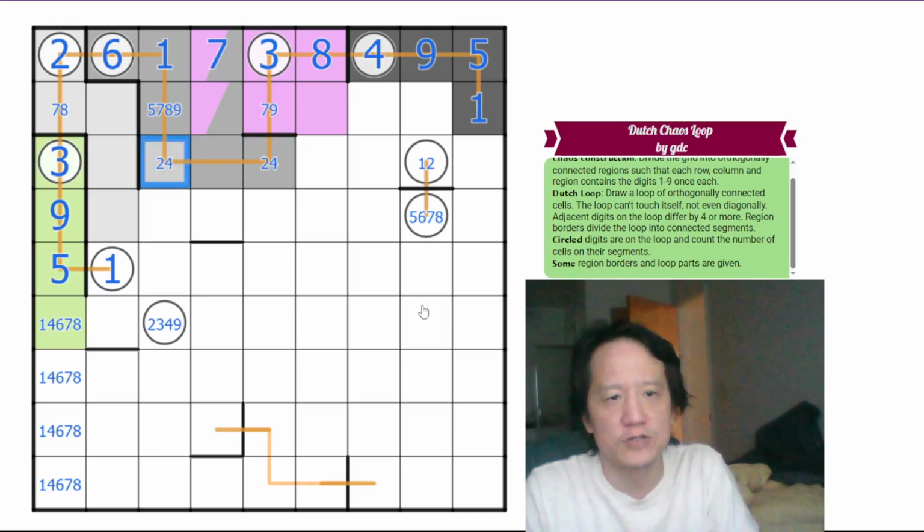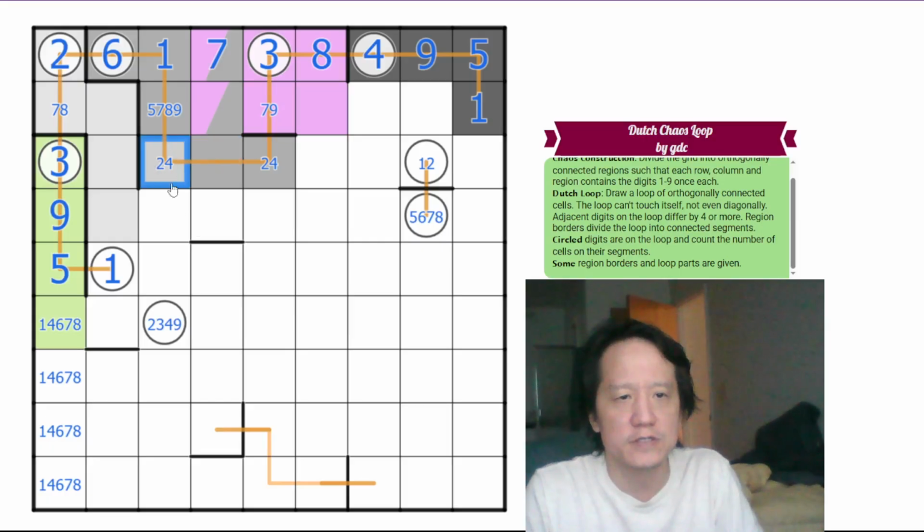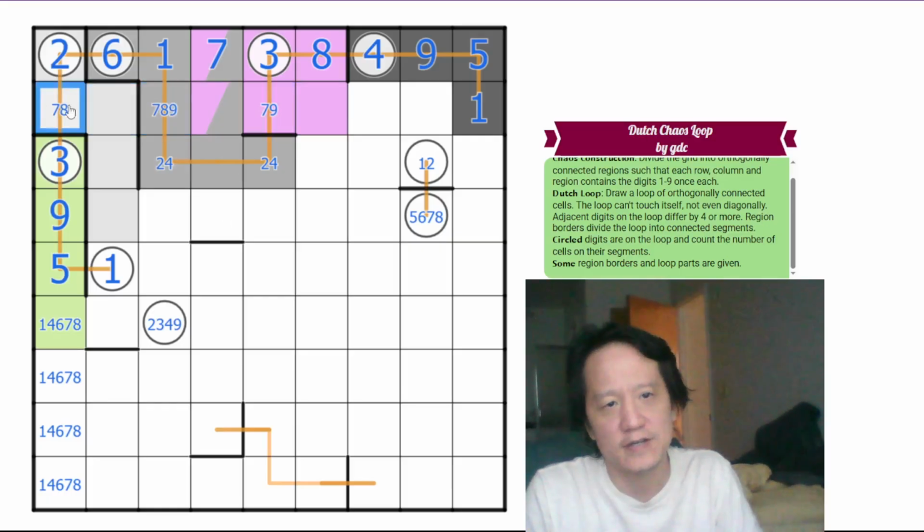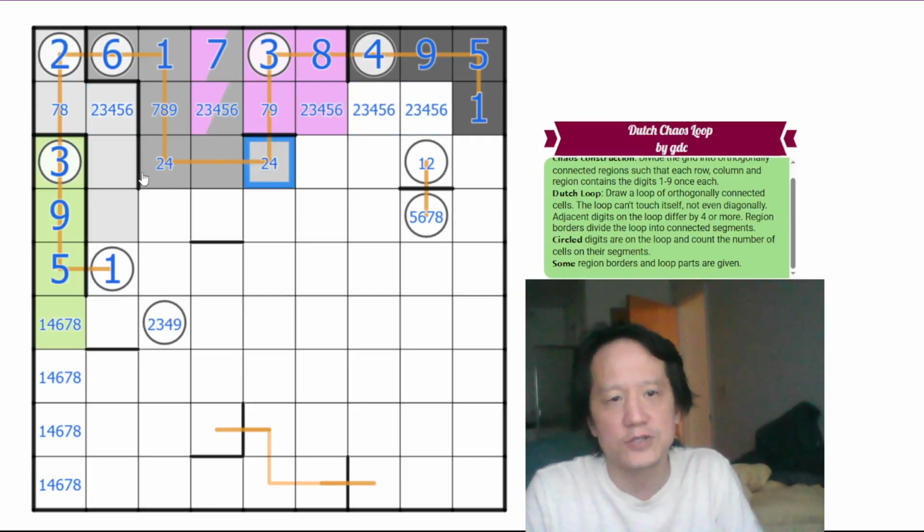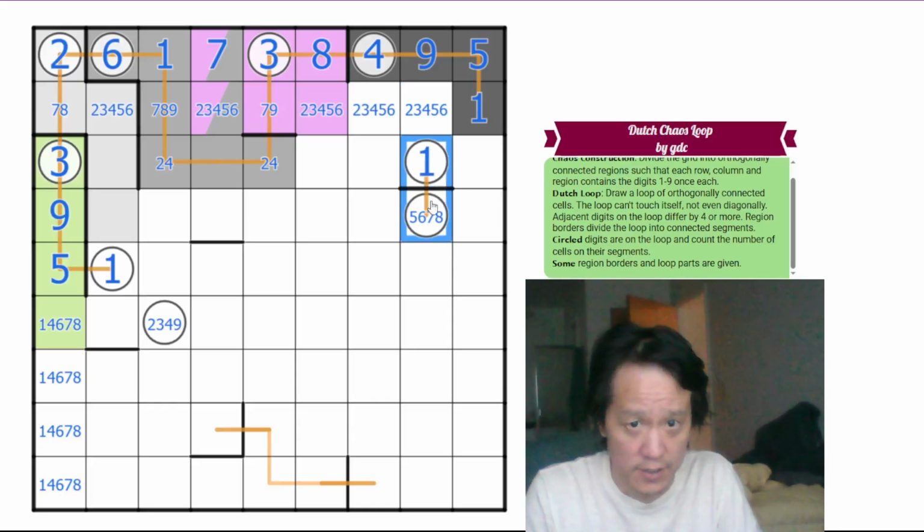So this has to be a 2-4 pair here. Since this is 2 or 4, this can never be 5. It has to be 7, 8, or 9. We have a 7, 8, 9 triplet in row 2, which eliminates 7, 8, and 9 in the rest of the row. So this is 2 through 6, 2 through 6 here. This 2-4 pair eliminates 2 and 4 in the rest of the row, so this can't be 2. This is a 1. That's interesting.